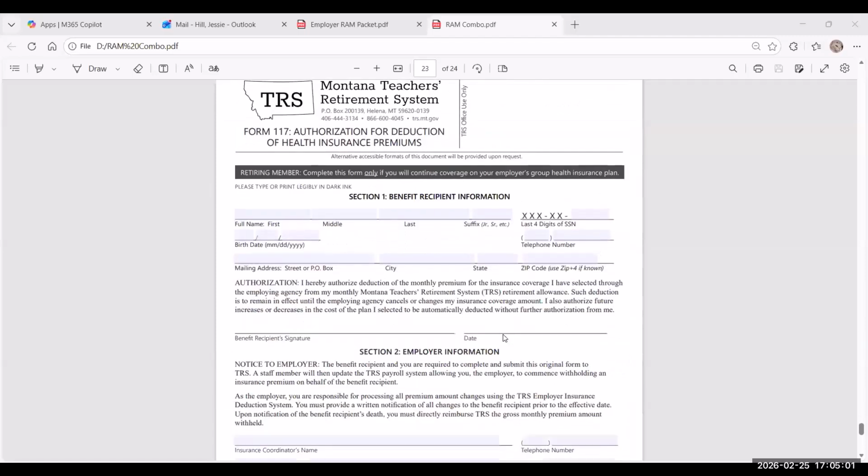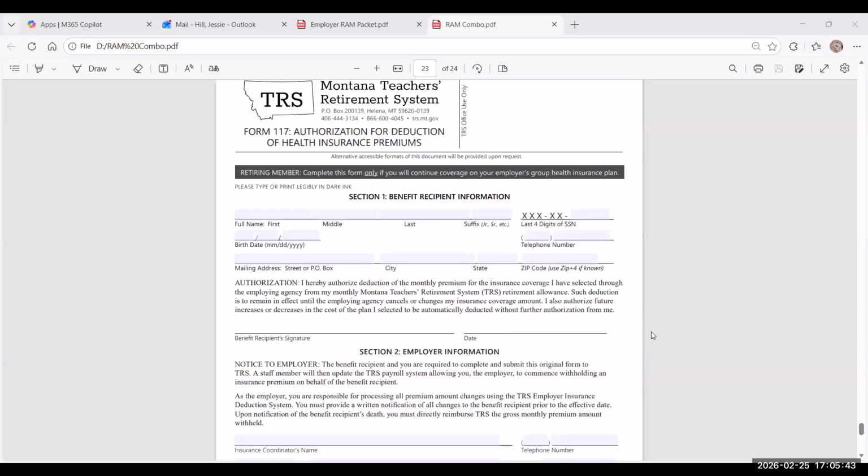Now, the final form that may or may not even be applicable. It doesn't often happen that this form is used, but it is the authorization for deduction of health insurance premiums. So this is a relevant form if the member is choosing to A, stay on their employer's health insurance plan, and B, they wish to have the premiums withheld from their monthly benefit payment. This is simply a convenience to them. This does not provide them any kind of financial benefit because it is going to be withheld by you guys if you set it up after taxes are withheld from it. So it's not saving them and not coming out like it does probably now from their pay tax deferred.